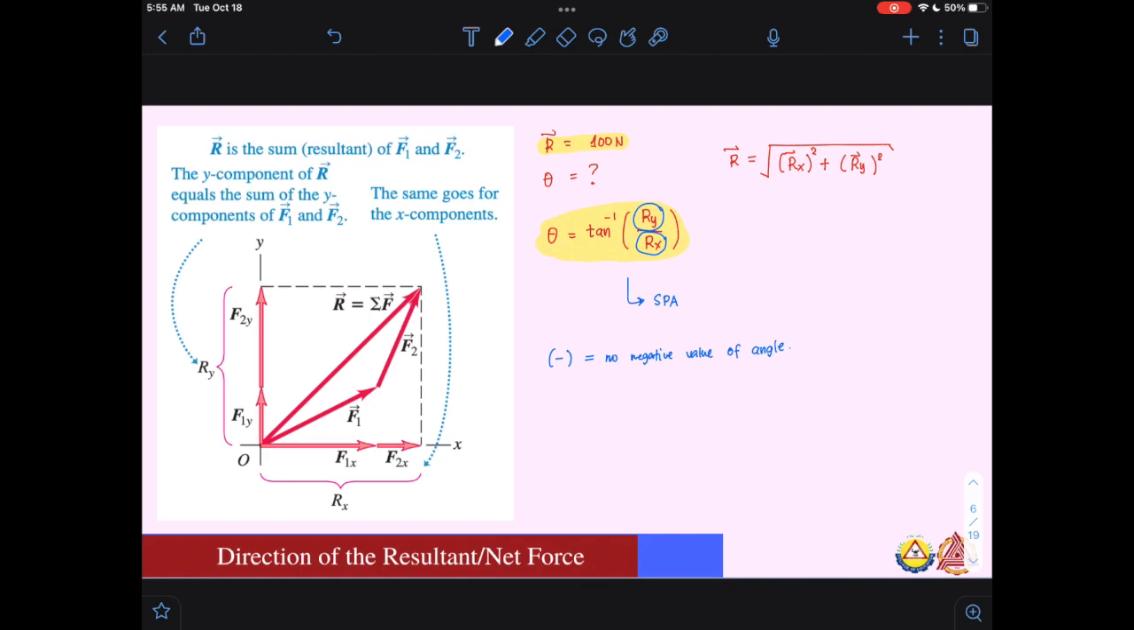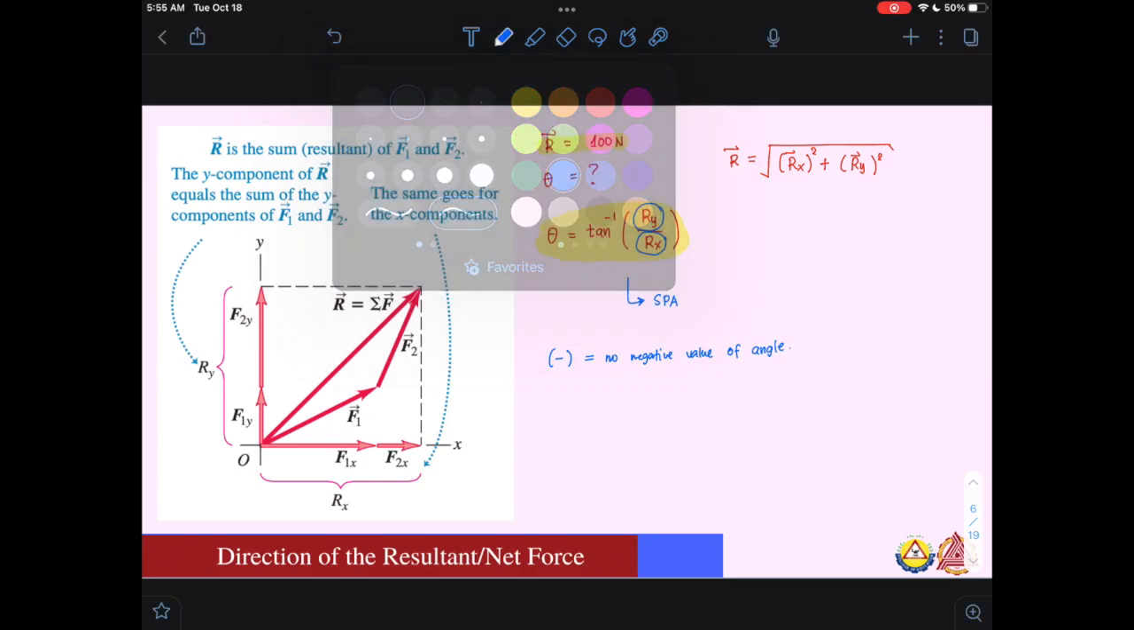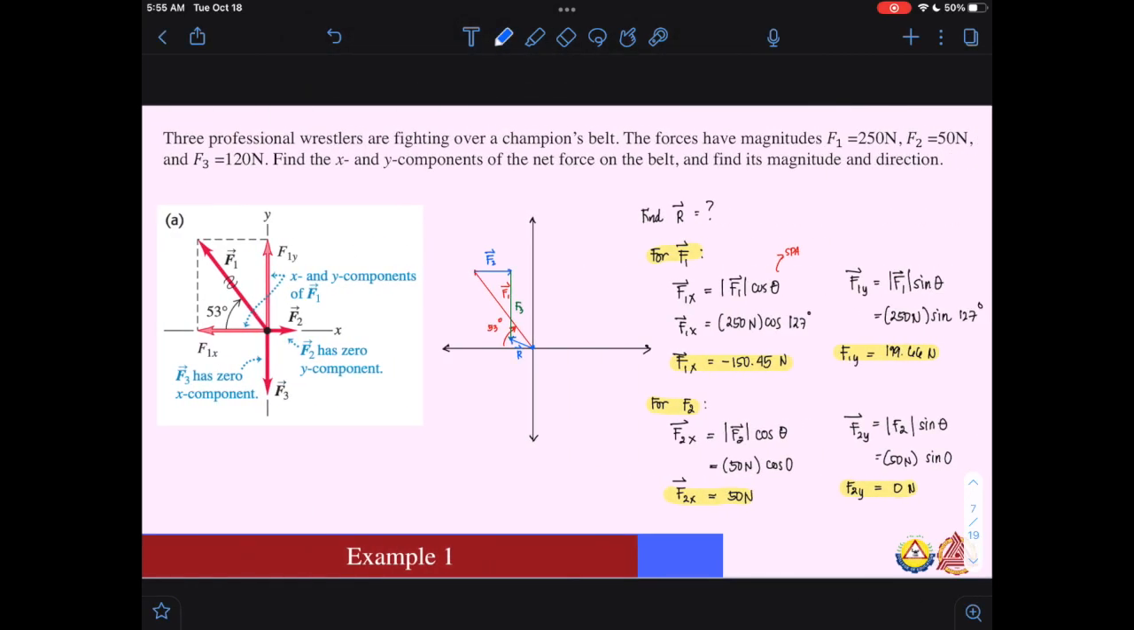Okay? So in this case, class, your resultant vector probably, no, I won't show where the theta is in this resultant vector. Let's just do it in the example so you can understand better. Okay, so we are dealing with this example. As you can see there, I already had the solution because I know you can follow this one.